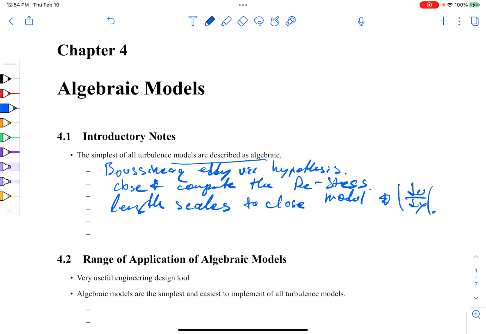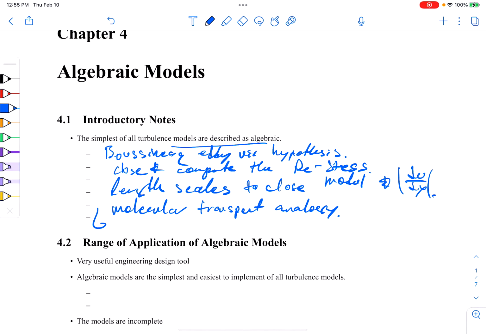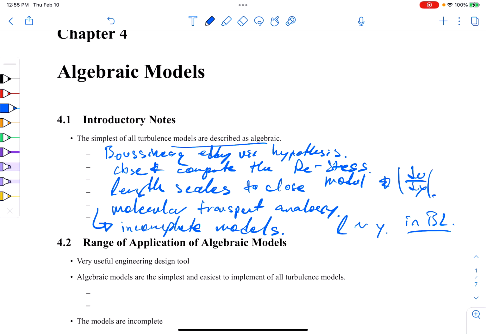And really, these models were created and argued for by molecular transport analogy. And one thing to remember is that for these reasons, they're called incomplete models. An incomplete model is where, in the simplest terms, we need to specify something about the flow that's part of the solution. One example would be saying that the length scale is proportional to, say, the distance from the wall in a boundary layer. So we've already said there's some statistics of the turbulence before you even start your flow solver. That's why it's incomplete.